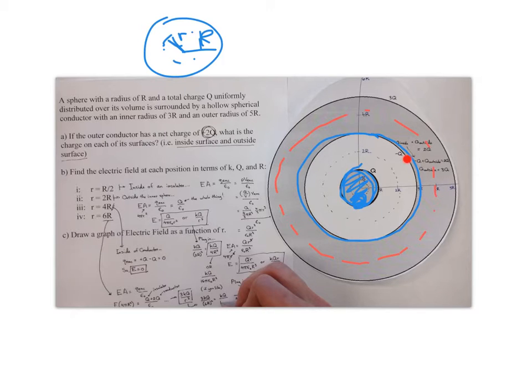So the inner surface was minus Q. The total charge of the conductor was a grand total of 2Q, which means the outer surface had to be 3Q, because 3 minus 1 is 2. 3Q happens to be the total charge of the system, and therefore that's what we're going to see on the surface. All right, the rest of this that's going on is plugging in numbers and such, and then we're going to make a graph of electric field.